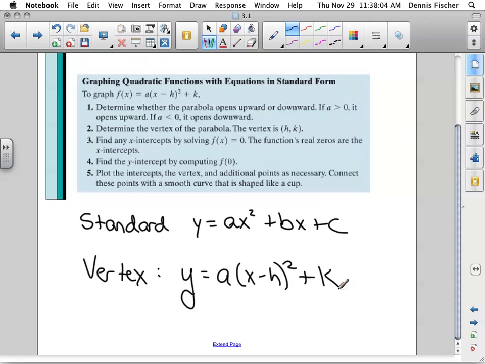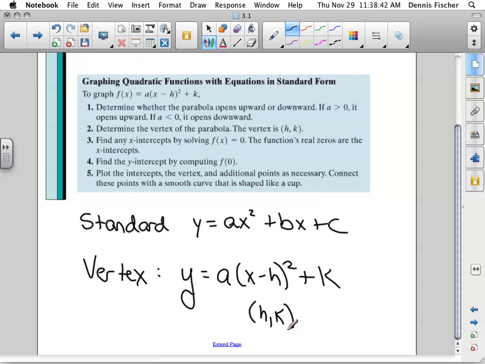You notice on the second equation, a is the only constant that's figured into it. h and k on the second one is my vertex. It's always what makes this 0 and the number on the outside. So my vertex is always h and k. On the standard form, my vertex is at negative b over 2a. When I do negative b over 2a, that gives me the x coordinate of my vertex. How do I find my y coordinate?